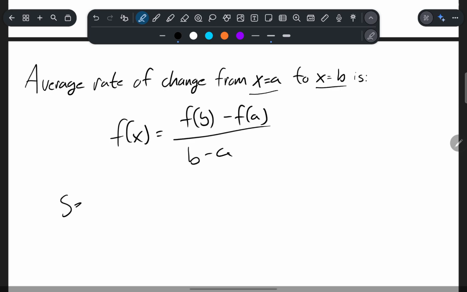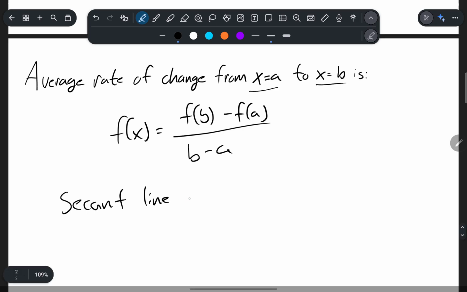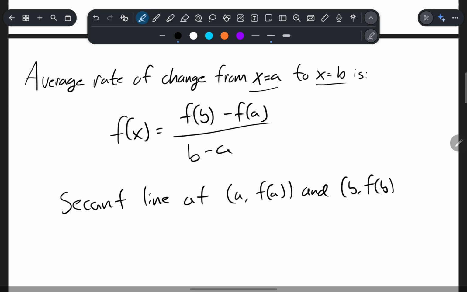So imagine we have a secant line at the points a, f of a, and b, f of b. This is the full concept of average rate of change. This is my understanding of it, and that is the most simple it can be done.